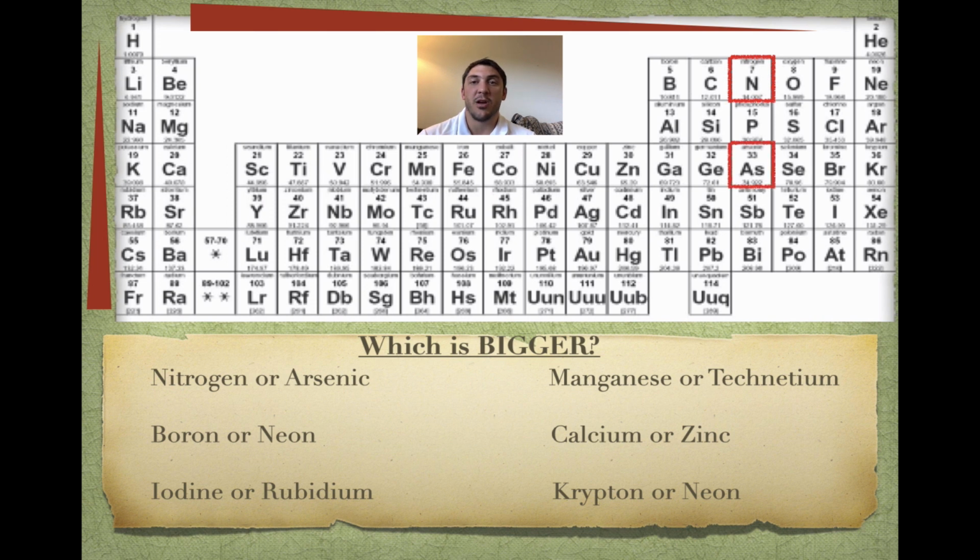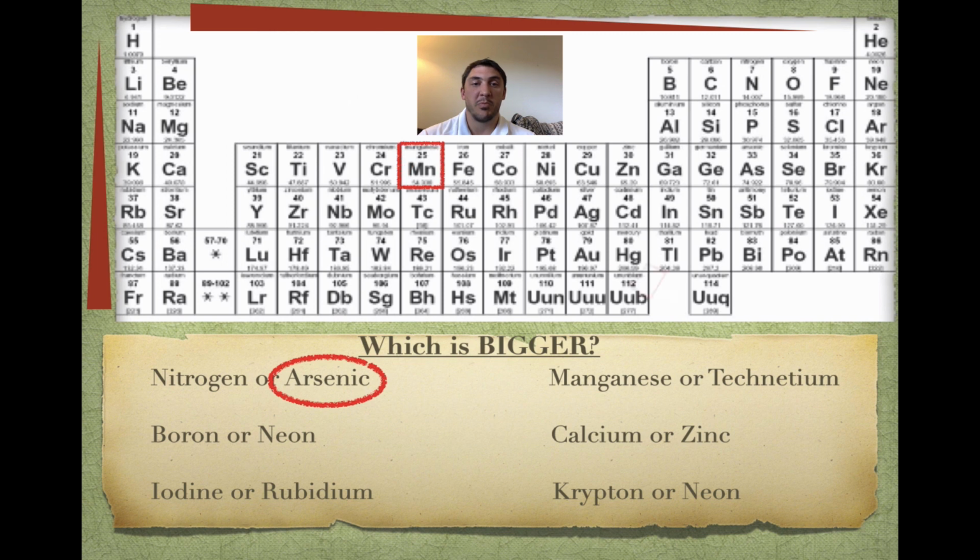So look at nitrogen and arsenic. We can see that they're both in the same family. And what determines every trend in a family? It's electron shielding. So arsenic is further down in the same family, so it has more kernel electrons, more energy levels, and more shielding, which means it must be bigger. So arsenic is bigger.